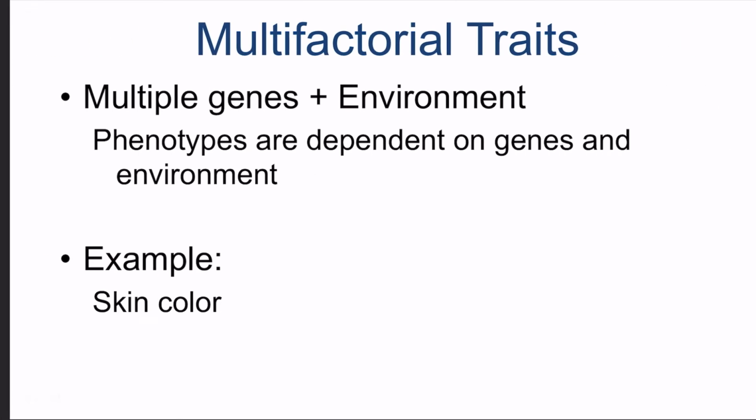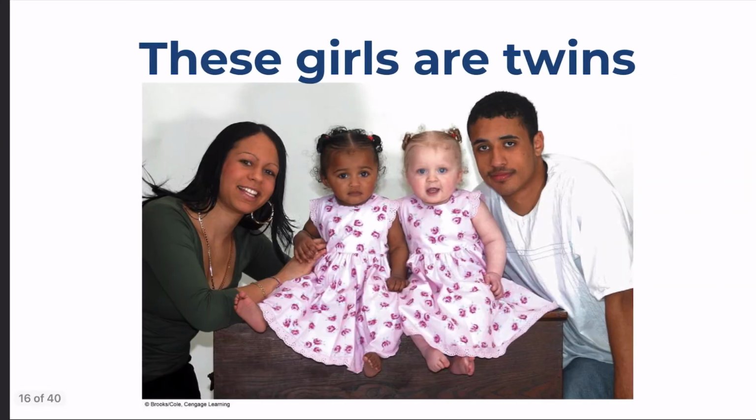Polygenic traits are when there are multiple genes affecting the trait. Multifactorial traits are when traits are polygenic, but also when they're affected by the environment. So it has a genetic component, a lot of genes, and then it has environmental factors affecting it too. An example of this would be skin color. So skin color is a multifactorial trait.